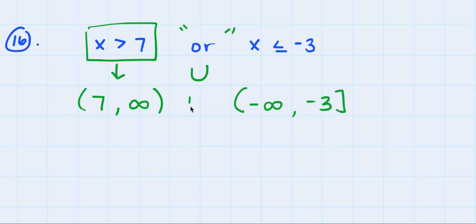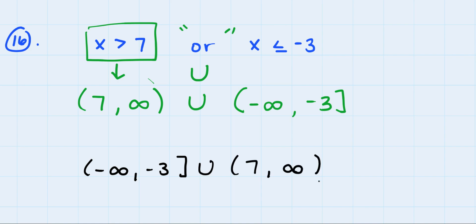So we're taking the union, but when we write something in interval notation, we start with the smallest number, and then we go up. Notice that we have to change the order of these intervals, because negative infinity should be over here. So then negative infinity to -3, bracket, union 7 to infinity is going to be the interval notation.